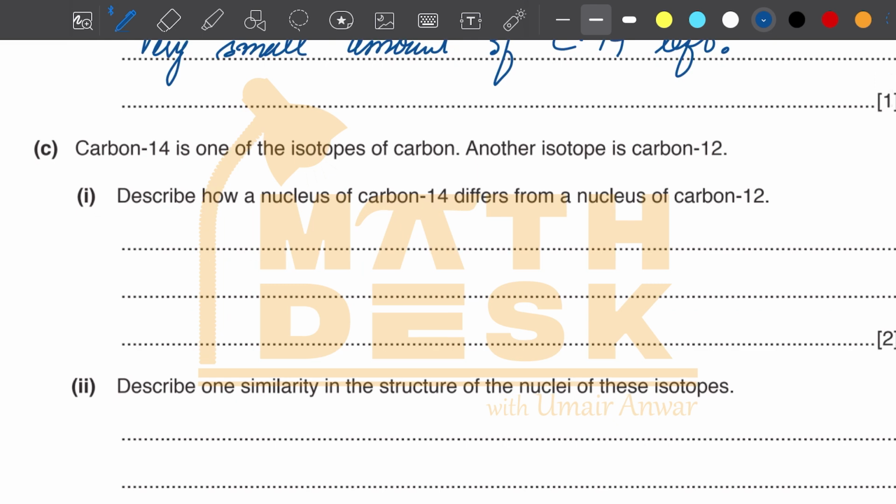The next part says carbon-14 is one of the isotopes of carbon. Another isotope of carbon is carbon-12.